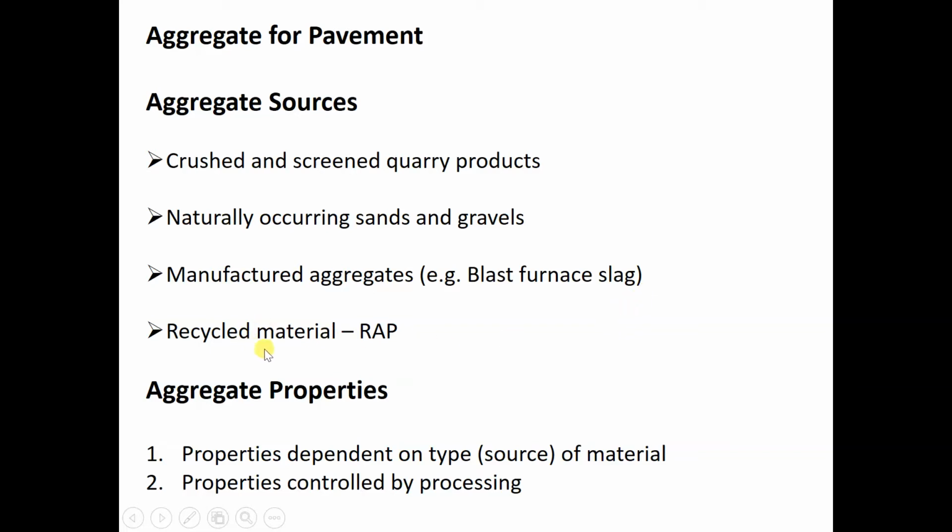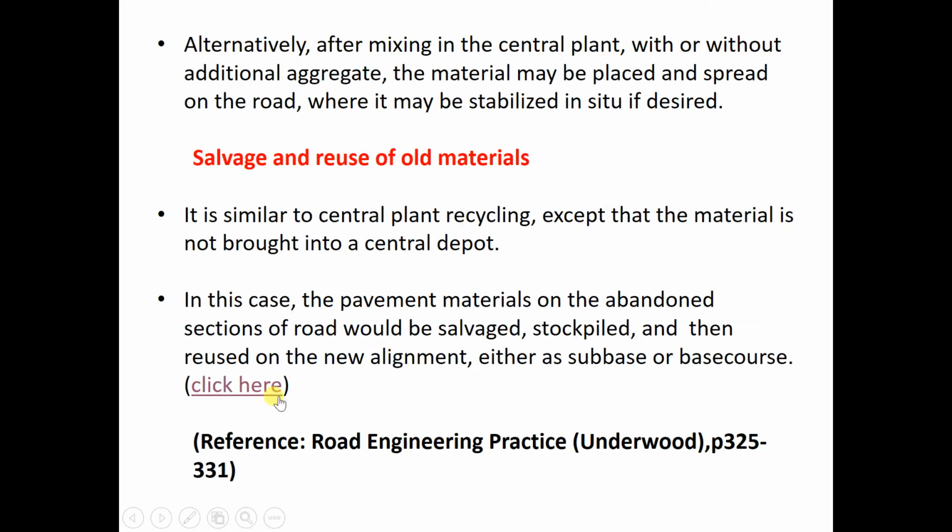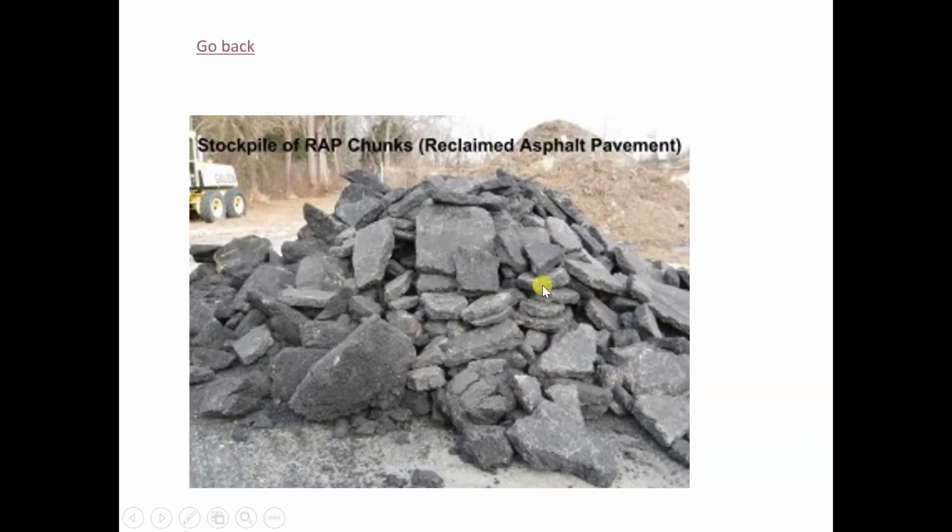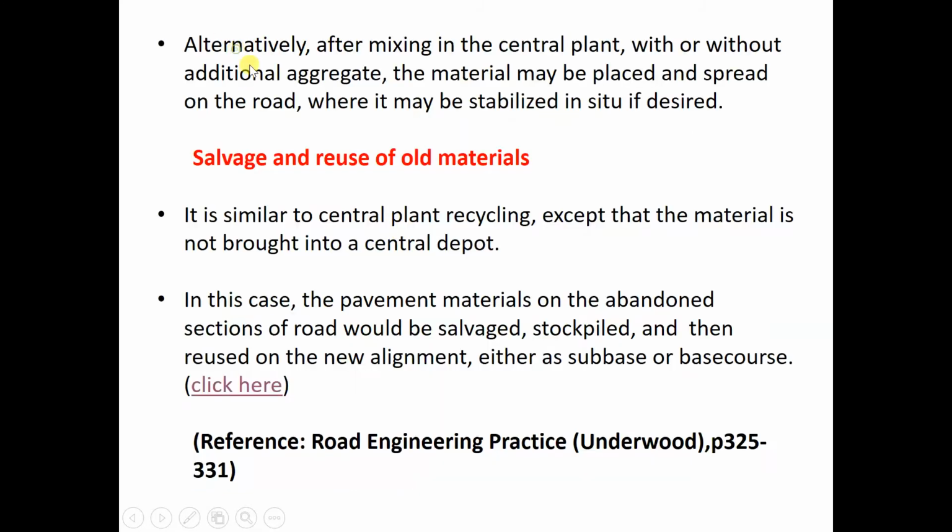Okay, recycled material. So the RAP, reclaimed asphalt pavement. We saw that one just now, so this could be a source of material as well. Also, we could use RCC, recycled crushed concrete. Concrete from the building site can be brought in, crushed, and used as a pavement material as well.